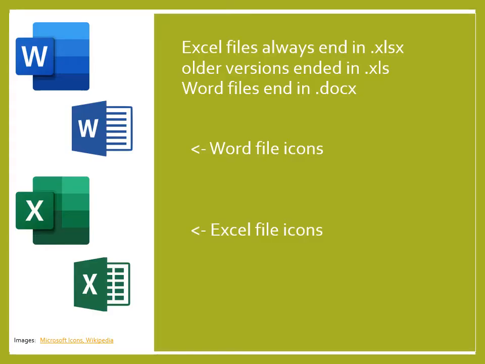You'll notice here that we have our Excel icons, just like we have Word icons. Each program has its own icon. The most modern ones have these graded different colored stripes, but you may have a different version where you'll see a version of this Word or Excel icon. Excel files have the file extension .xlsx, and older versions will have .xls. Word files will end in .docx.